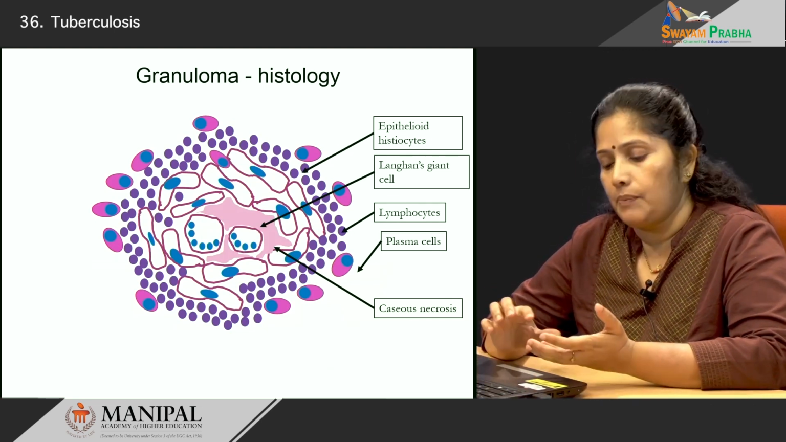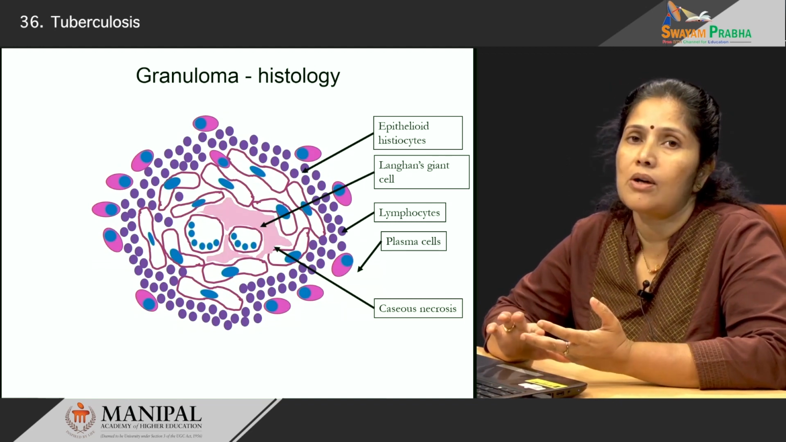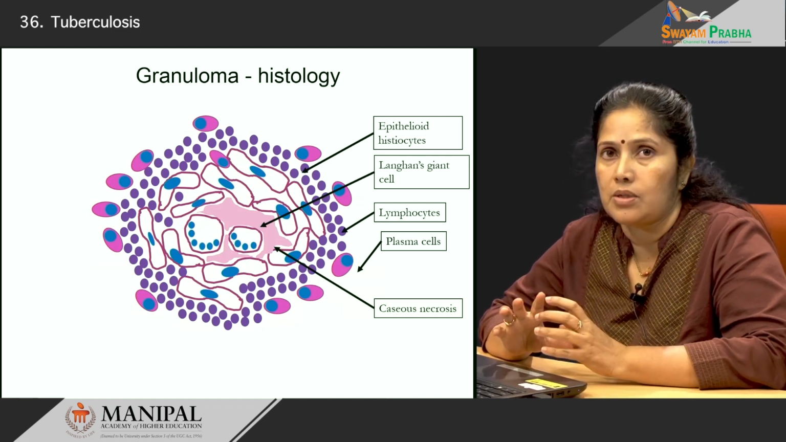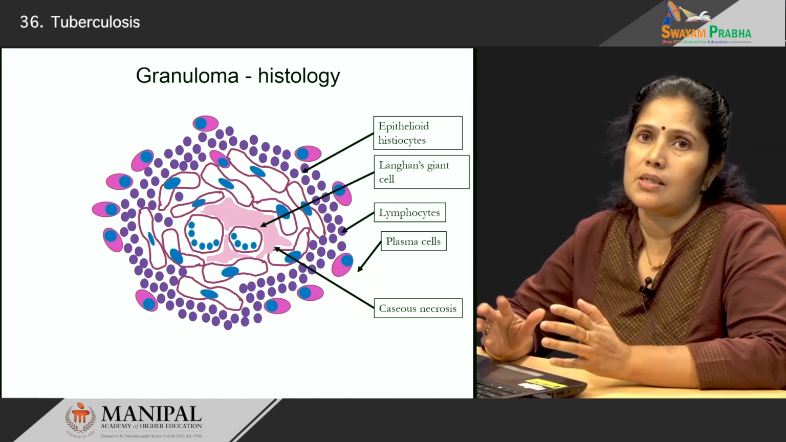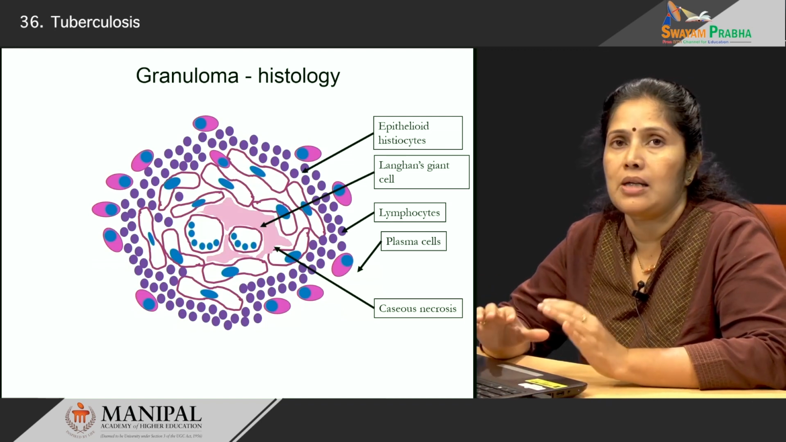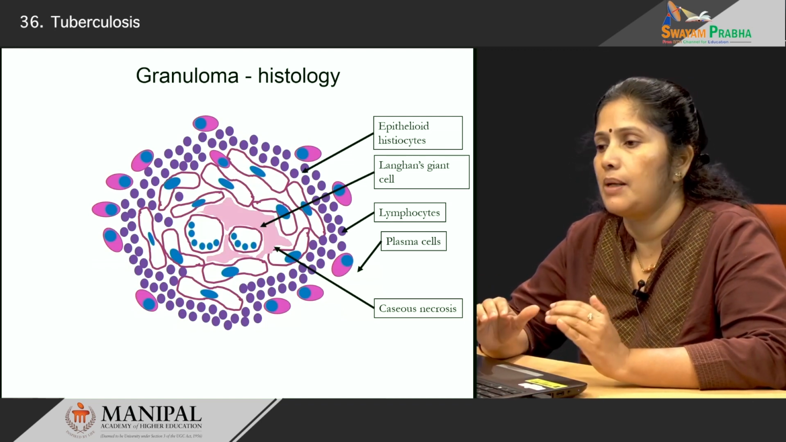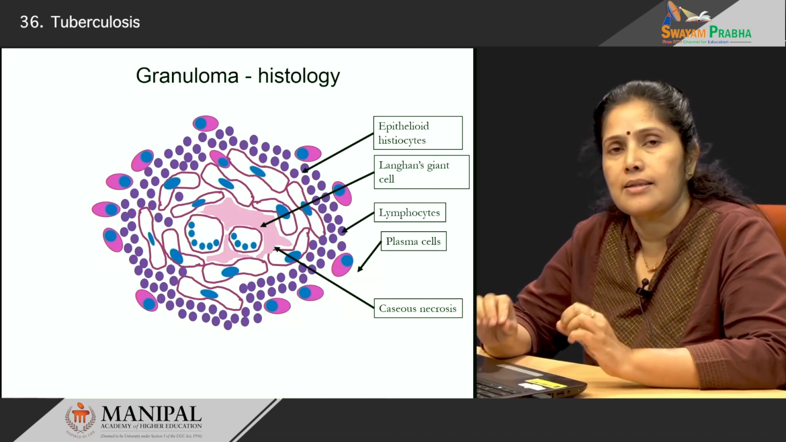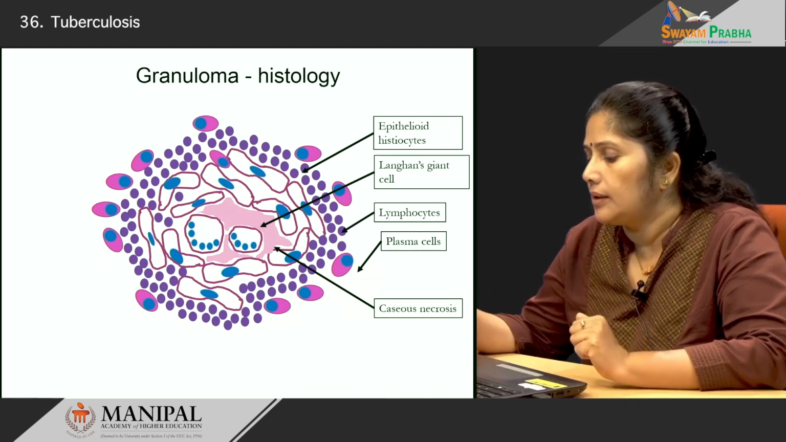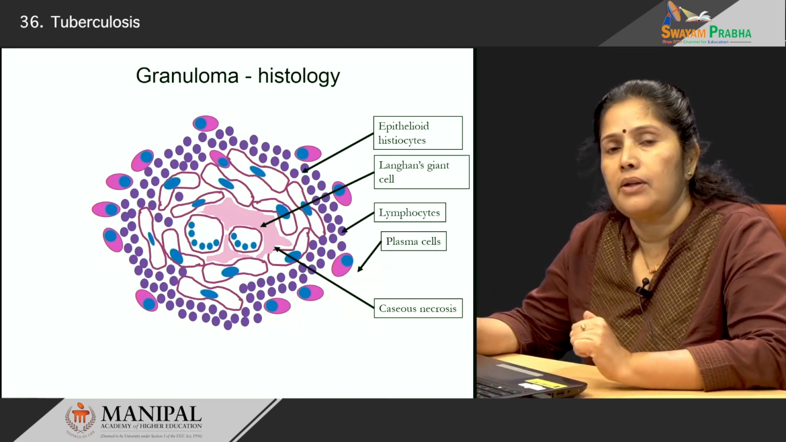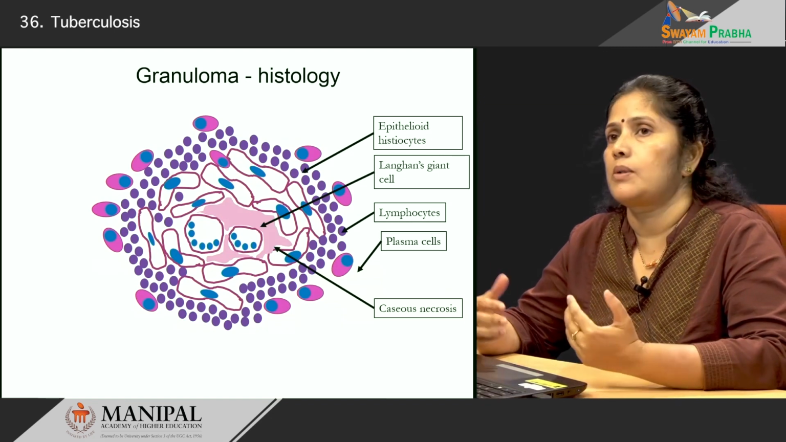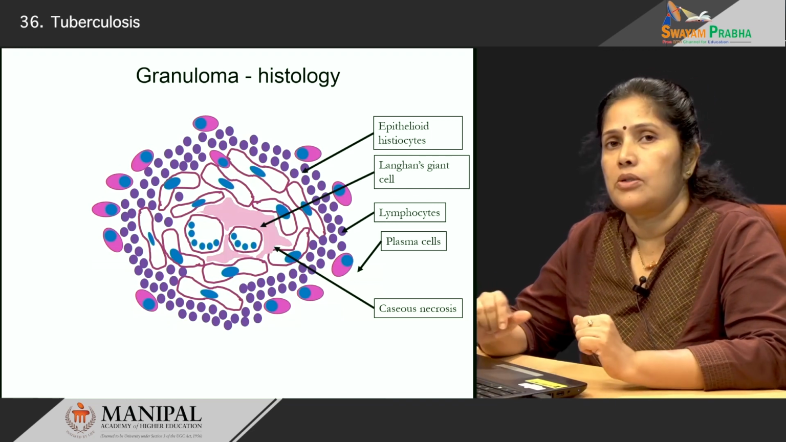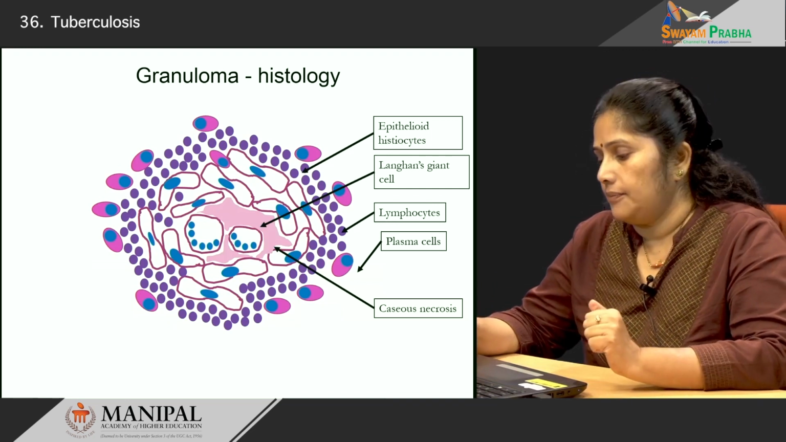So, the presence of epithelioid histiocytes, Langerhans giant cells and caseous necrosis, along with lymphocytes and plasma cells, is highly diagnostic of tuberculosis. Please remember that the hallmark lesion of tuberculosis at any site is a granuloma. Whether it is primary, secondary, disseminated tuberculosis or tuberculous meningitis, you will always see granulomas in the histology of these biopsies.